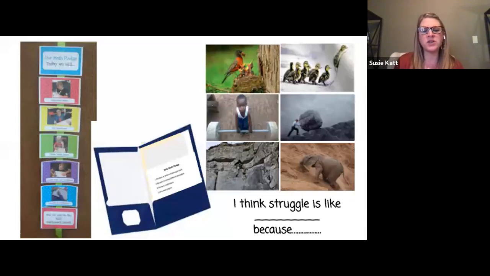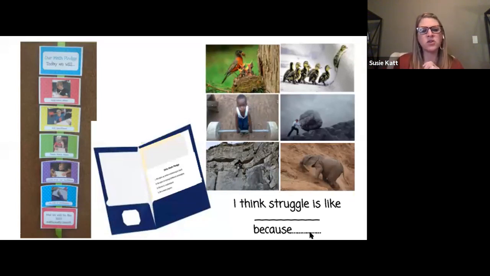One of my favorite activities I wanted to share is this whole idea of having some analogies and thinking really about struggle in the classroom. And so thinking about and building this community, like, I think struggle is like this because... I've done this in quite a few classrooms, and it's fun because they'll say things like this.